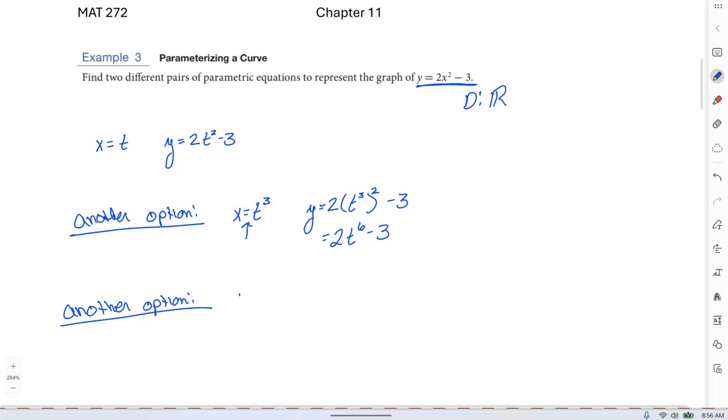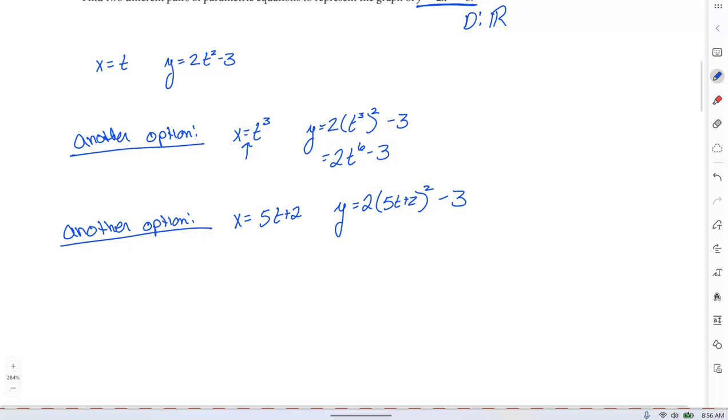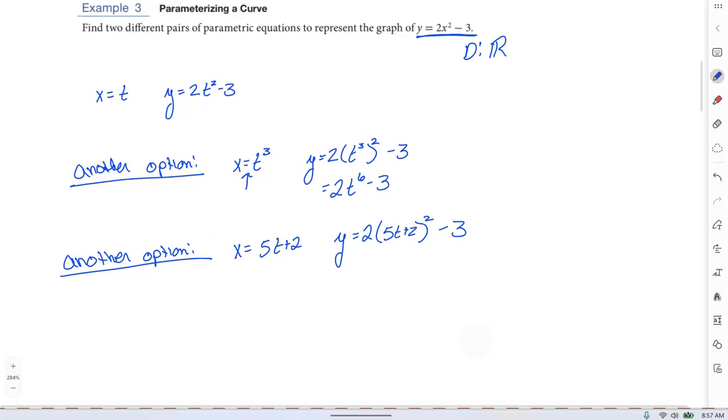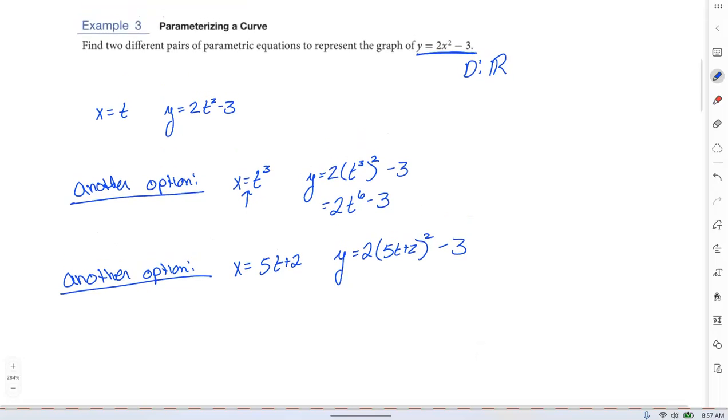Another option we could choose is to say, what if we want x to be 5t plus 2? Then y is going to be 2 times our x squared minus 3. X is 5t plus 2, and then we could simplify that, and that's going to produce the same set of equations there. The graph will look the same.